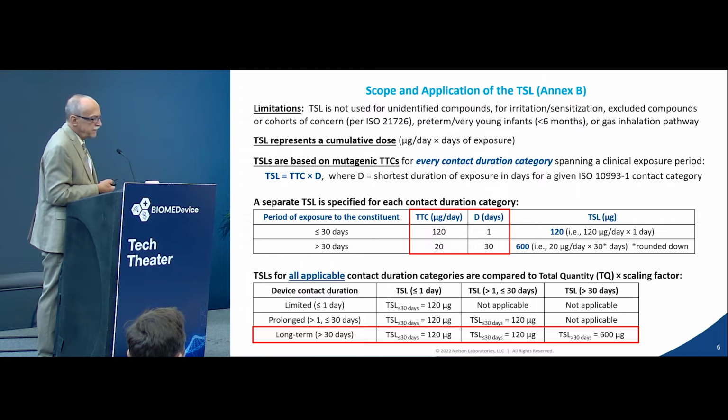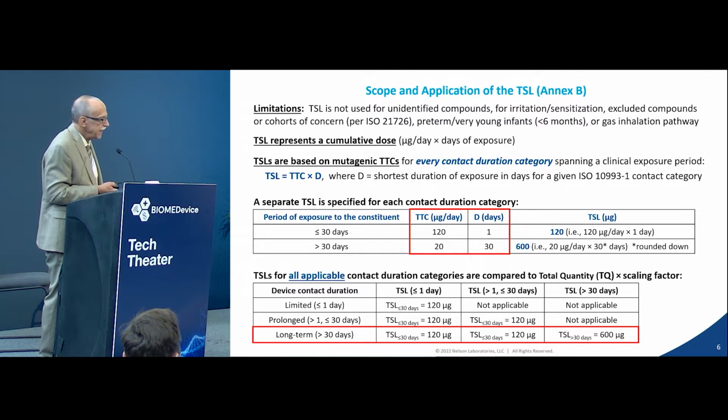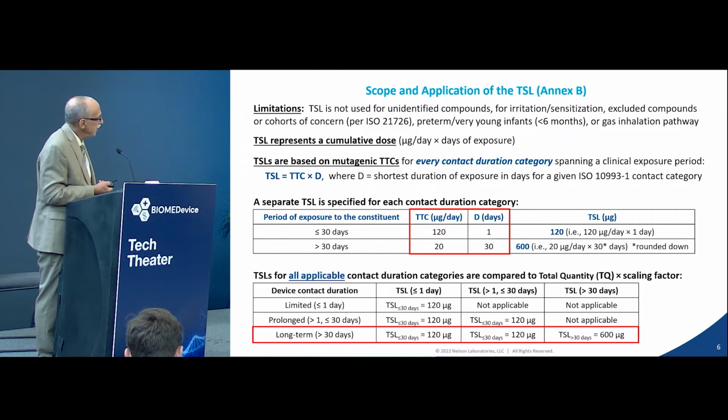They're based on a cumulative dose, or a number of micrograms per day allowed times the days of exposure, and they're based on mutagenic thresholds for every contact category spanning the clinical exposure period. The equation is TSL is the TTC, or screening threshold, times the least number of exposure days in that contact category. So as the red box in the center, for less than or equal to 30 days, the shortest possible exposure would just be 1 day.